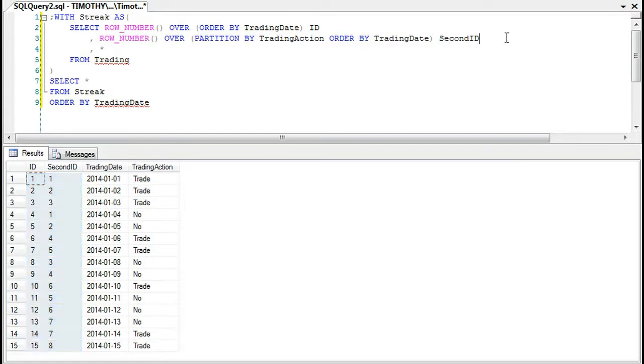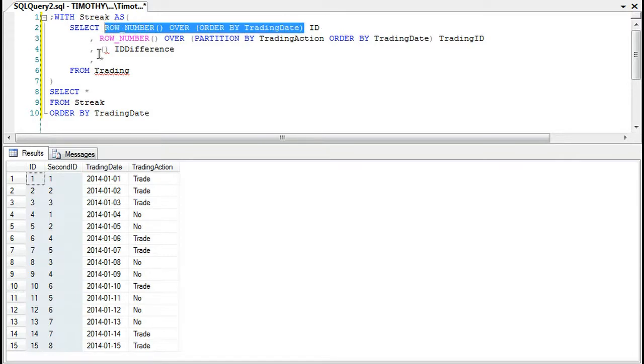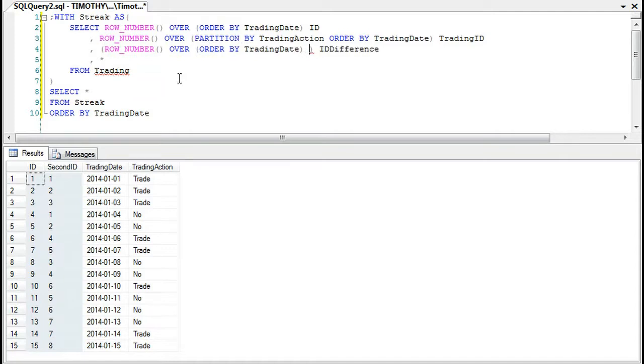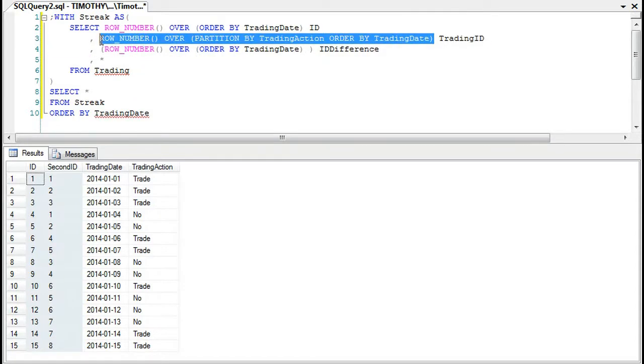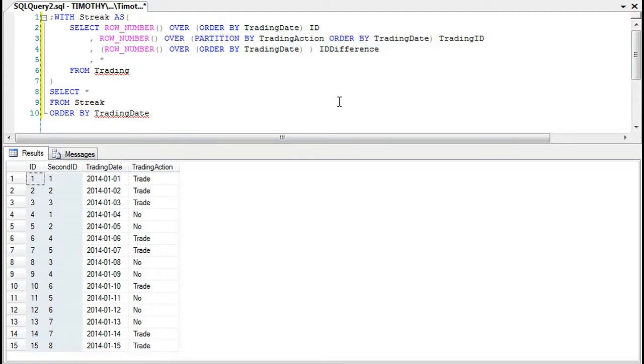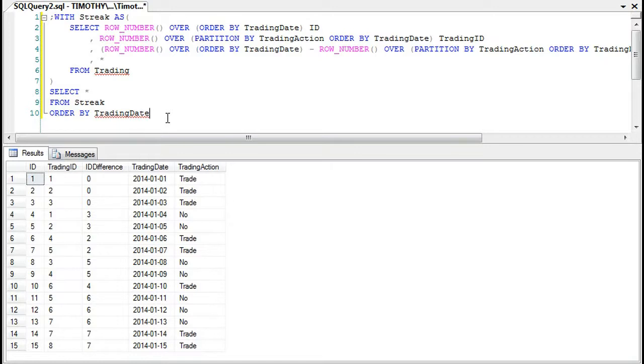so you may have noticed there's a mathematical relationship between ID and second ID. I'm going to call this, by the way, trading ID. And I'm going to call this ID difference. So what we're going to do is subtract the trading ID from the ID. Excuse me. And now let's look at the difference.